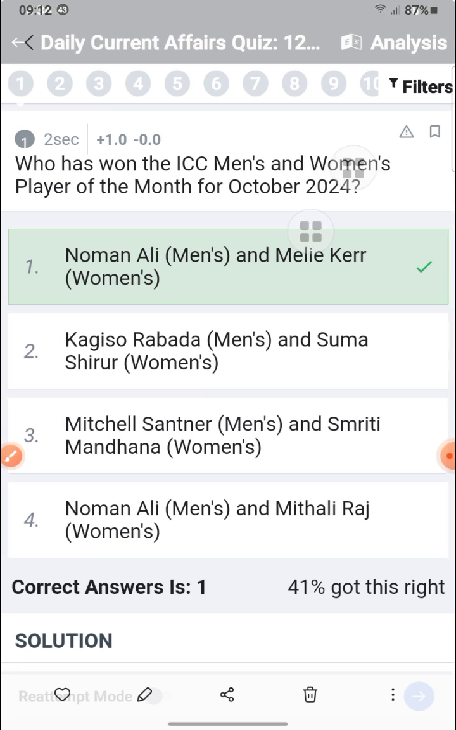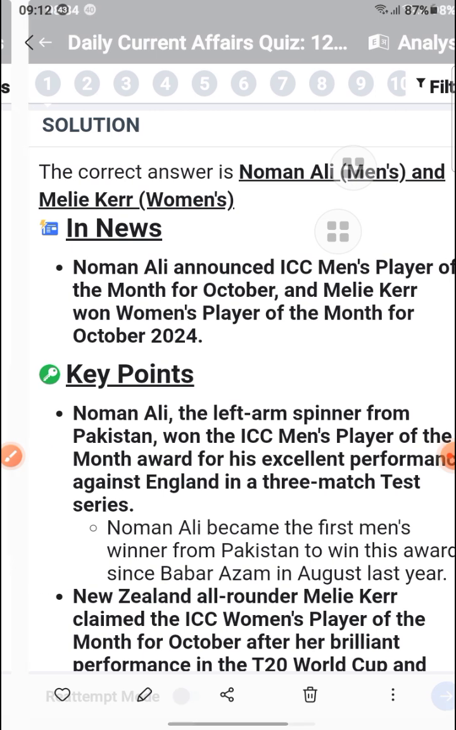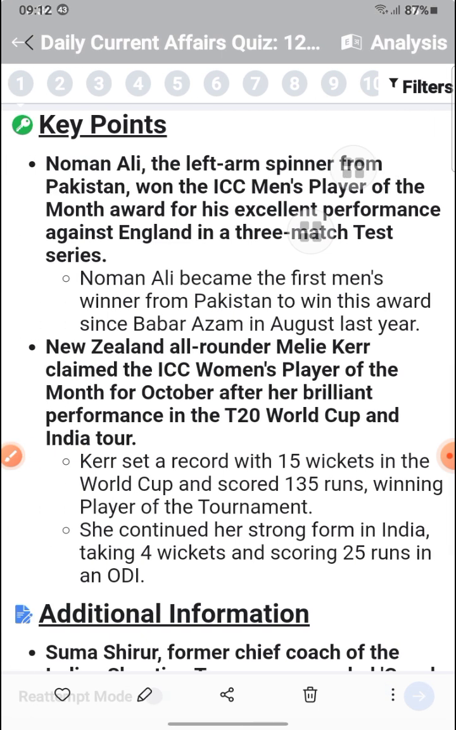Who among the following won the ICC Men's and Women's Player of the Month? Noman Ali and Melie Kerr, the women's player. So these nominated players are the men's and women's players for the month. They are the ICC Men's Player of the Month award winners for excellent performance against England in the 3-match Test series. New Zealand all-rounder Melie Kerr claimed the ICC Women's Player of the Month for a brilliant performance in the T20 World Cup and the tour.